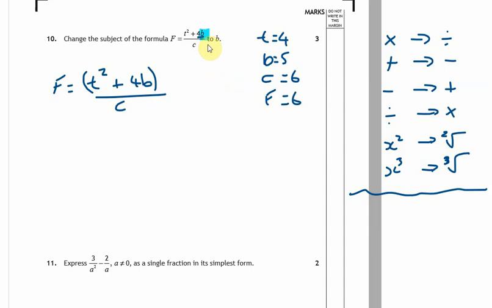So the first thing we should do is definitely get rid of the c. So how do we get rid of divide by c? Well, we times by c. So we should end up with f times c is equal to t squared plus 4b.